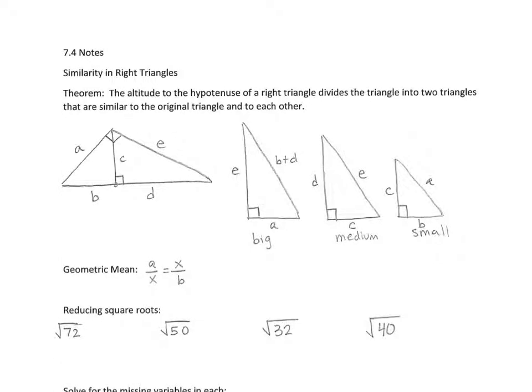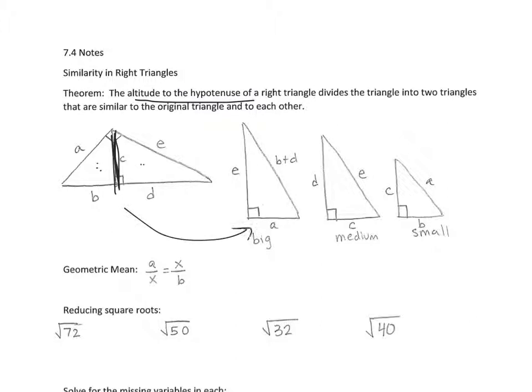Okay, this section is about breaking apart a right triangle if you draw an altitude to the hypotenuse. This is called the altitude to the hypotenuse. You're going to get two triangles that are smaller and then one large one.